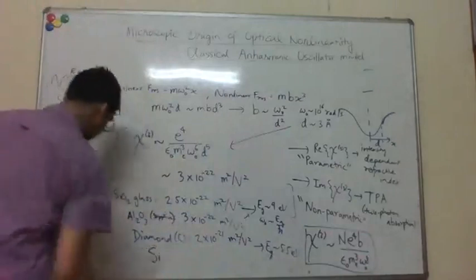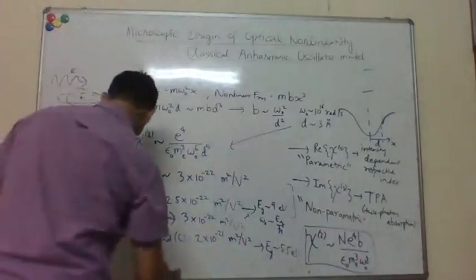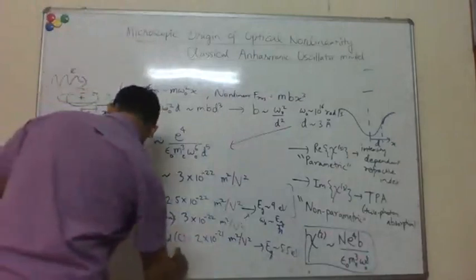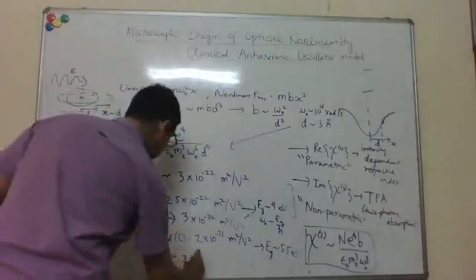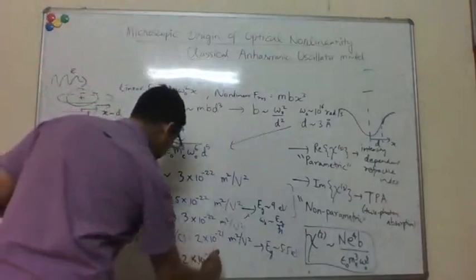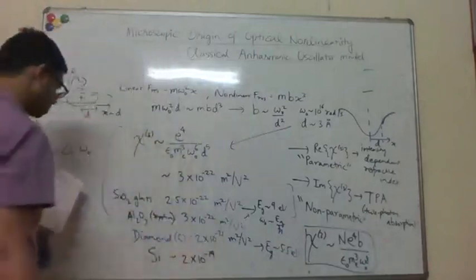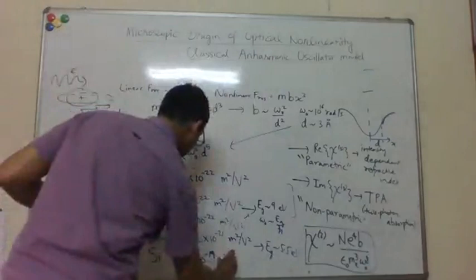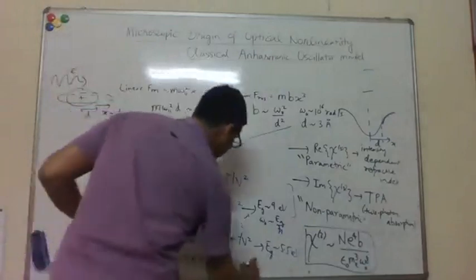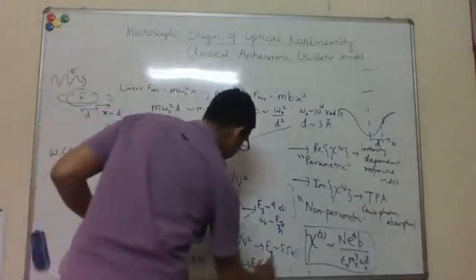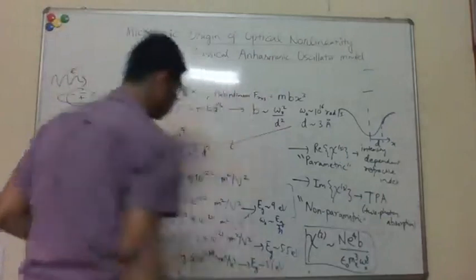If you look at silicon, you can get really large values. 10 to the minus 19, so like 3 orders of magnitude higher than glass. And again, that's because Eg is really small, about 1 eV for silicon.